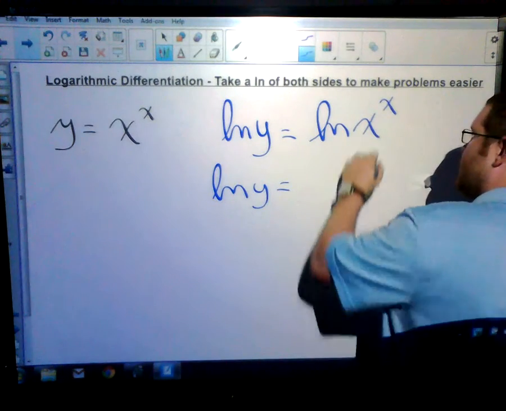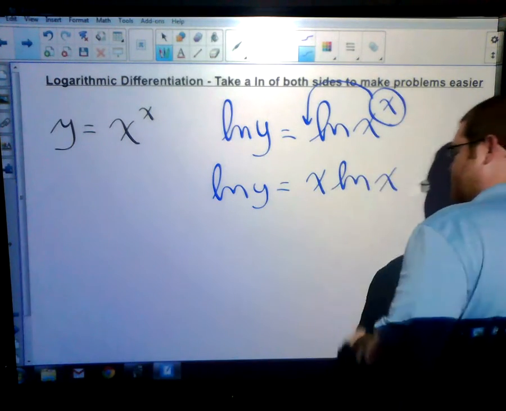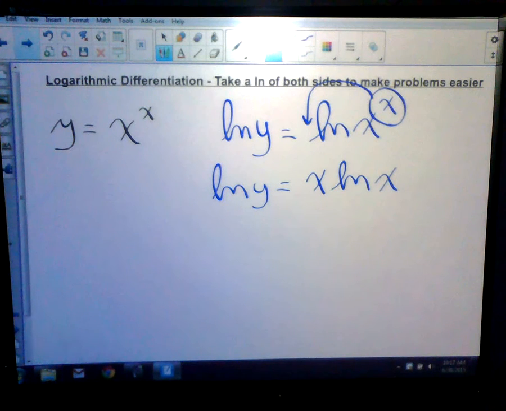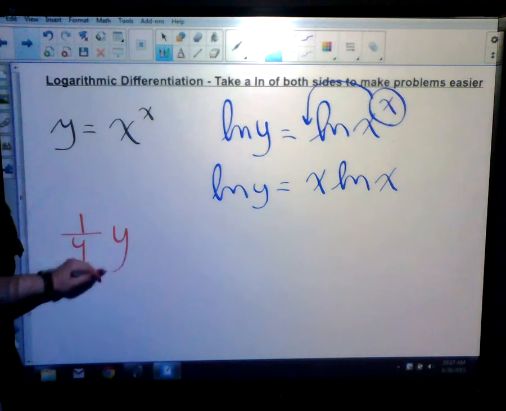What do I do with an exponent when I take a natural log? I can put it in front. That didn't help me, except it got rid of the exponent. Now, I need to take a derivative. Well, how do I take a derivative? What's the derivative of natural log of y? We just said the derivative of something is 1 over that same thing. But I took the derivative of something with y in it. 3.2a, implicit differentiation, says that needs a y prime.